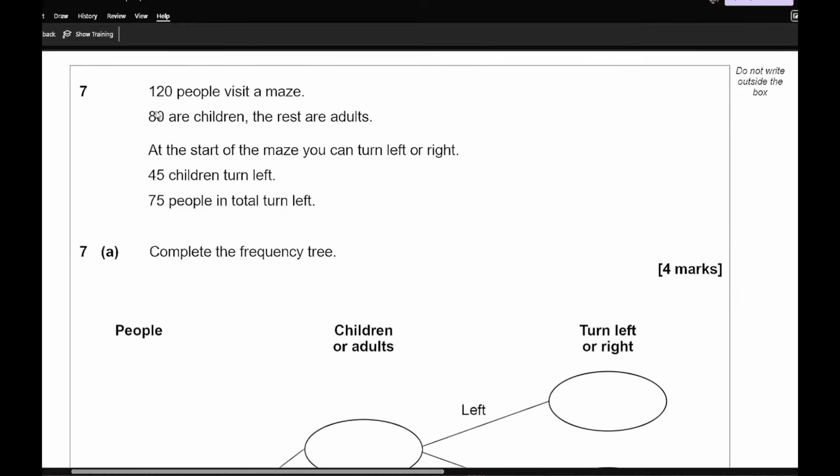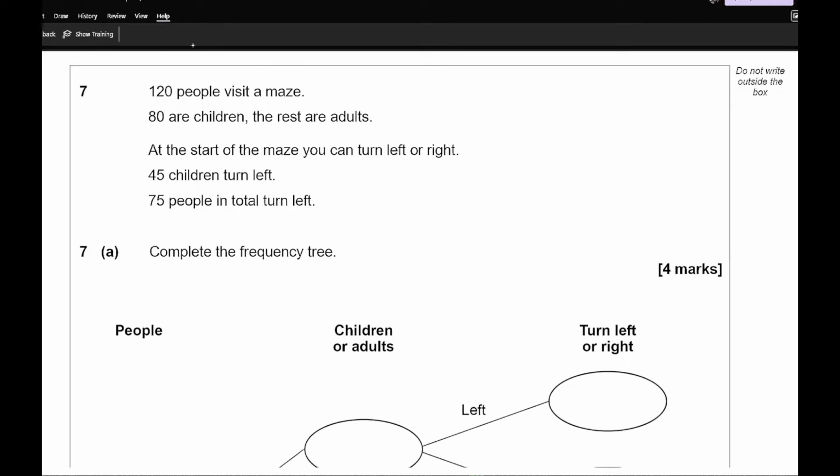Moving on to question 7, it says 120 people visit a maze, 80 are children and the rest are adults. At the start of the maze you can turn left or you can turn right. 45 children turn left and 75 people in total turn left. Complete the frequency tree. When you're doing frequency tree questions, it's always recommended, probably easiest and most logical, that you do it in chronological order. So the information that's given is probably the order that you want to work with.